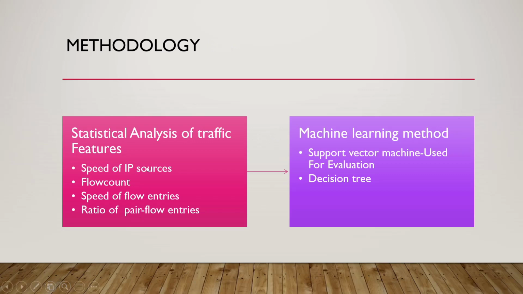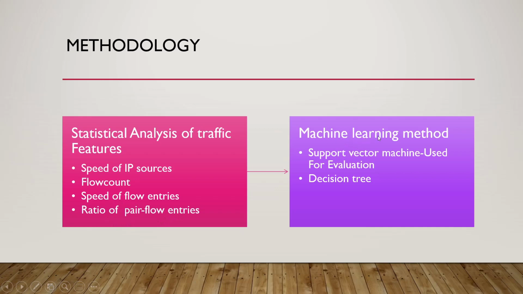So for statistical analysis, I'll be considering four parameters. Those are speed of IP sources, the flow counts in the traffic, and the speed of flow entries, and the ratio of flow per entries, which is the source and destination IP comparisons.